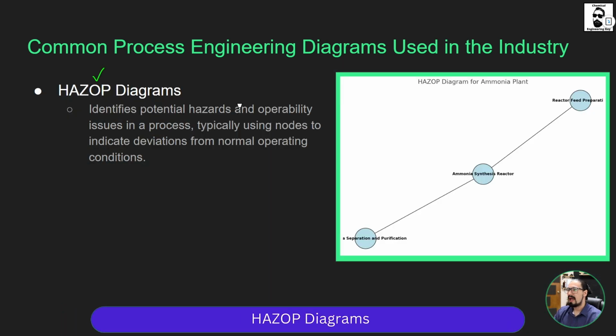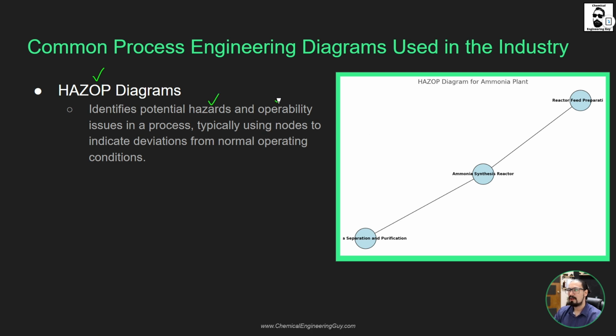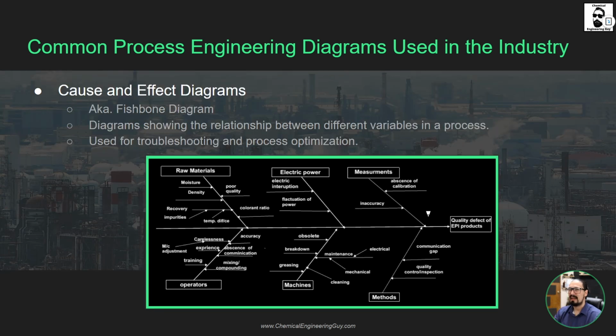Let's continue with the HAZOP diagram, guys, and as the name implies, it identifies potential hazards and operability issues in the process. Actually, I don't want to get that technical or detailed, but it's essentially a diagram that is used to find very specific things that may be converted into an accident or incident or something like that.